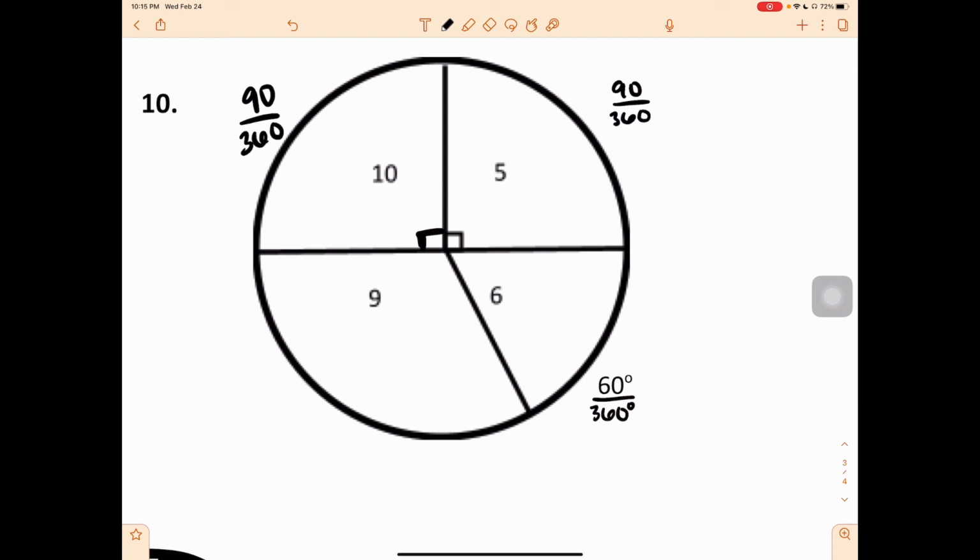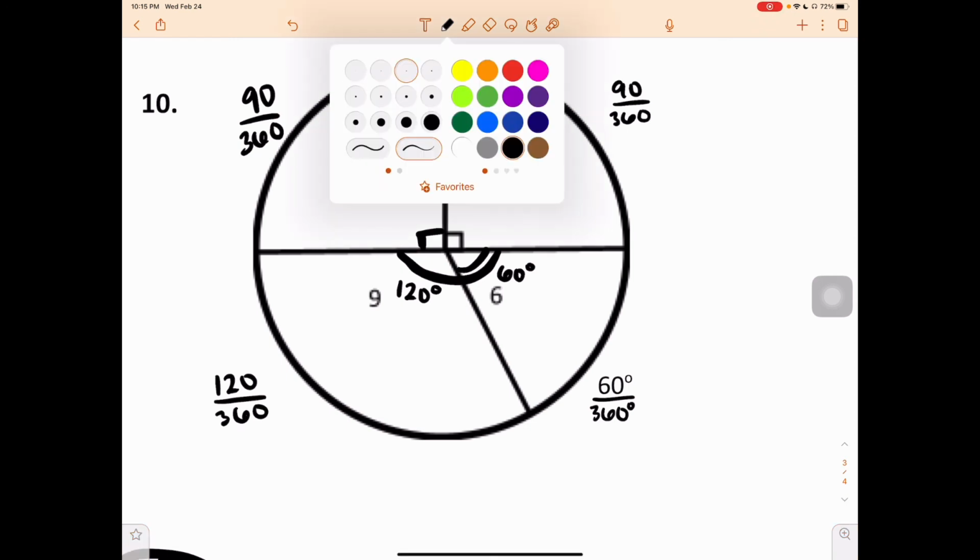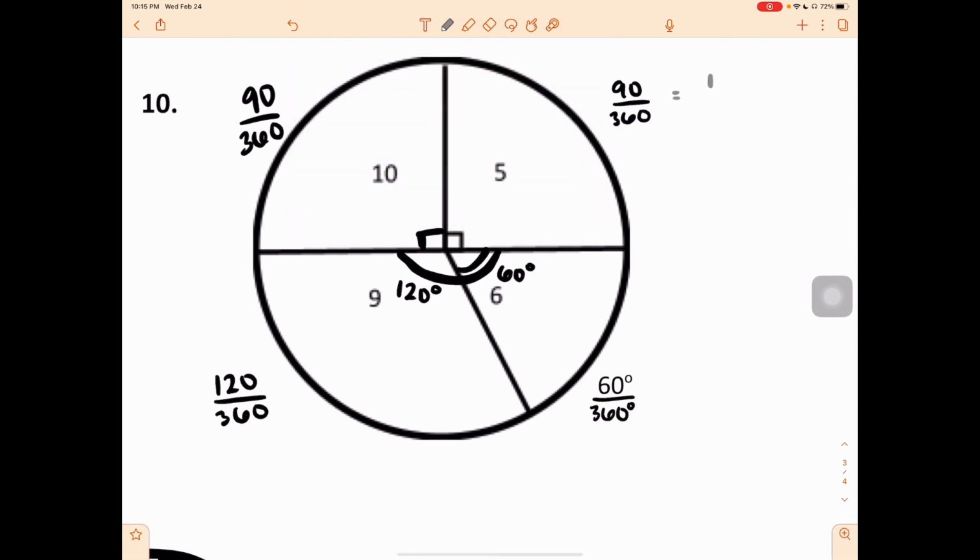All right, and then this guy here, this is on a straight line. And we know this part here is 60 degrees, because that's what it tells me here. So 180 minus 60 is 120 degrees. Okay, so this one here is 120 over 360. Now, you guys could totally simplify down these fractions, but this one would be 1/4, this would be 1/6, and this one would be 1/3.